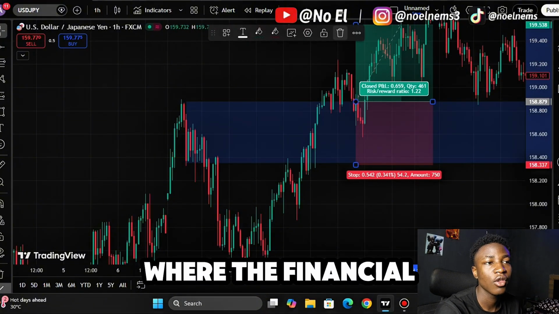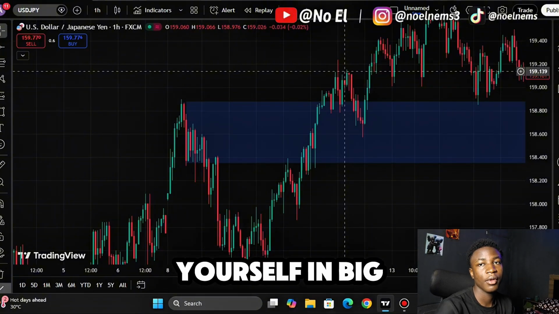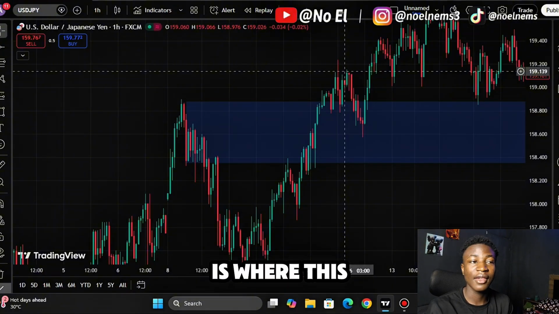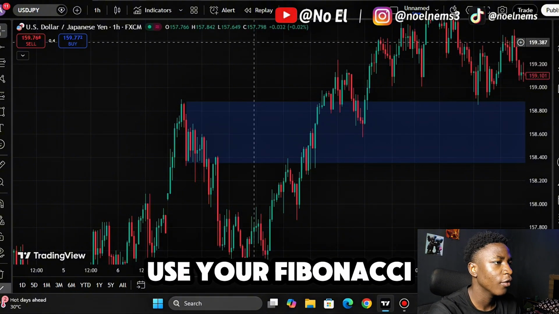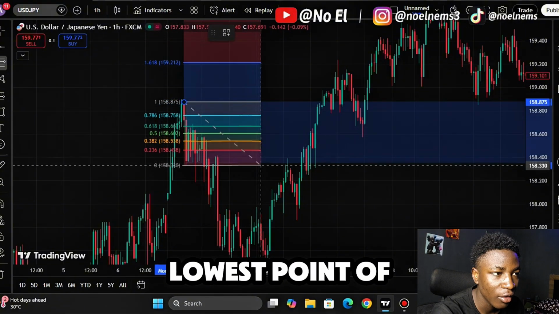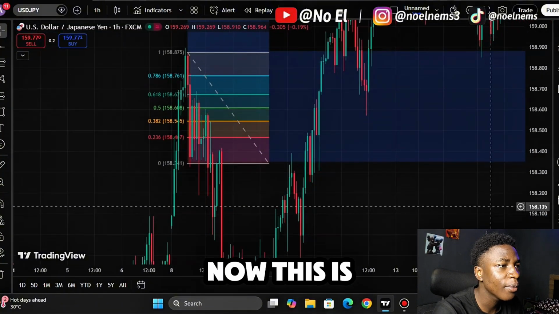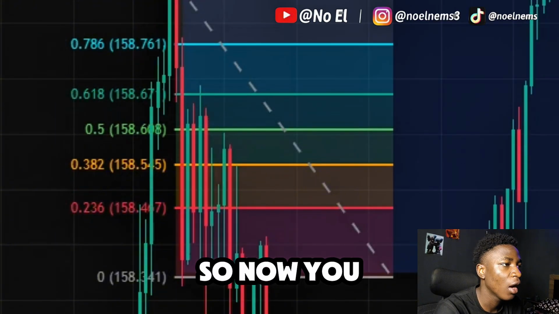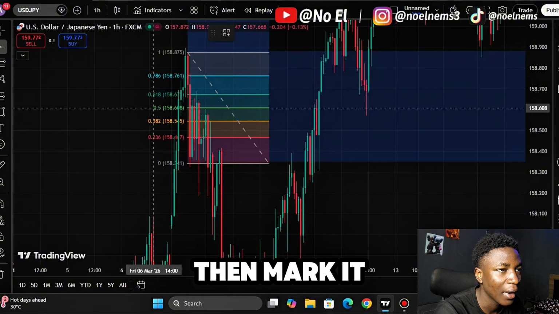So now this is where the Fibonacci works, because sometimes you're going to analyze like this and you find yourself in big zones like this. So now how to utilize and reduce the zone so you can still get your entry is where this Fibonacci is going to come into play. You will use your Fibonacci and mark out from the highest point of the zone to the lowest point of the zone, and then you focus again on 0.50. As you can see, this is 0.50. So now you will use your rectangle, your horizontal line like this, and then mark it.